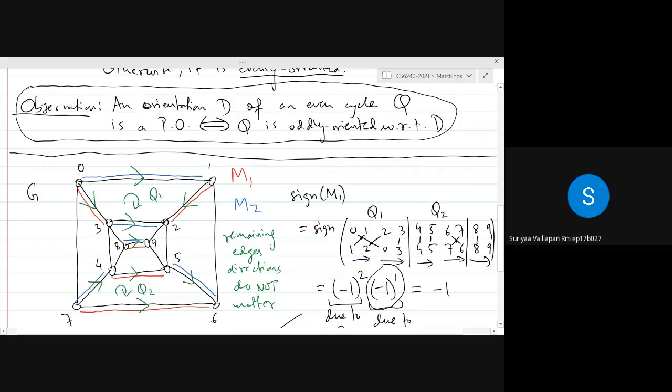Because the red and blue edges in these two cycles are interchanged. I mean, the edges of the red and blue matchings are interchanged in positions. Like when the Q1's red edge is like the Q2's blue edge, so they are interchanged.